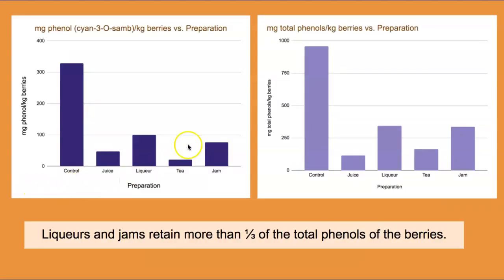Well, cyanidin 3-O-sambubioside levels is interesting, but an even more important part of the story is the level of the total phenols, all the beneficial compounds in the berries. And you can see that the control contains over 900 milligrams of total phenols per kilogram of berries. The preparations all do also drop in total phenol due to heating, but the liqueur and jam manage to retain more than a third of the total beneficial phenols in the raw berries.